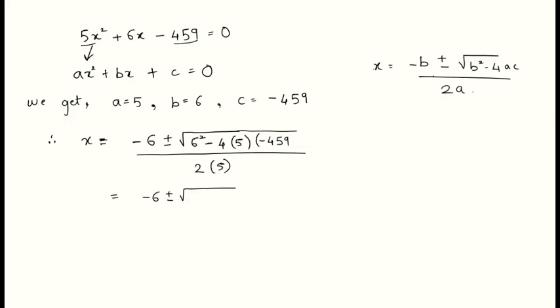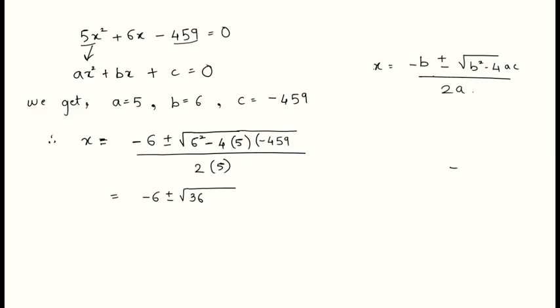Solving this, 6 square is 36. Then 4 into 5 is 20, into minus 459.